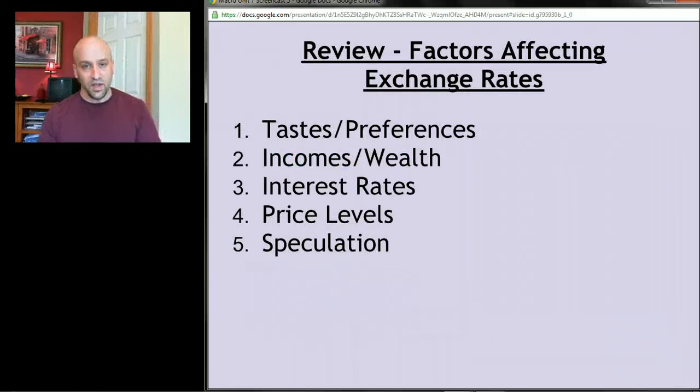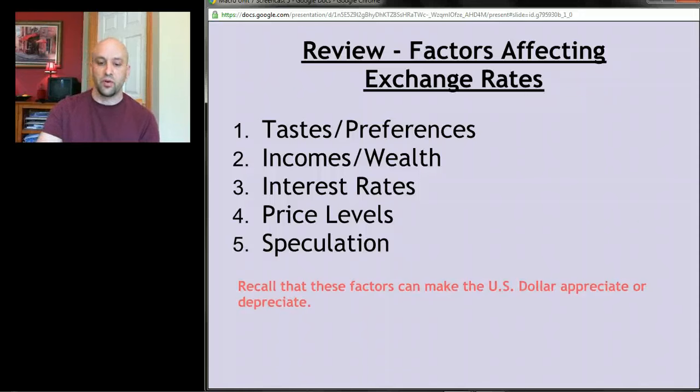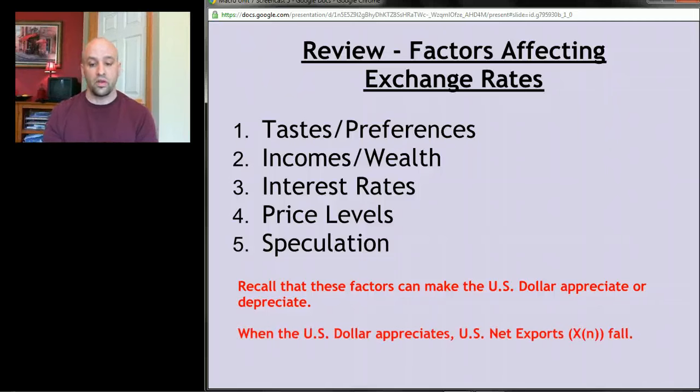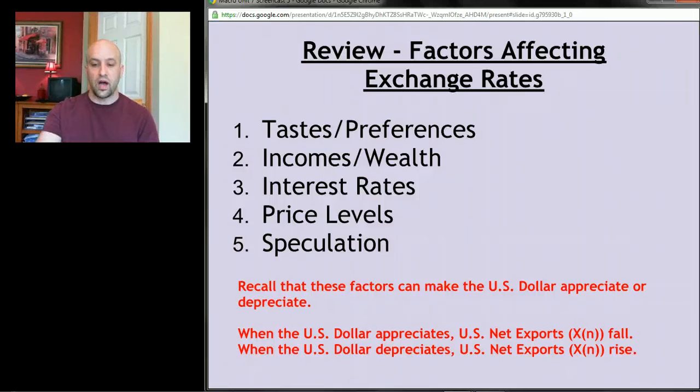Alright, so a little review. Last time we saw that various things can affect exchange rates, and I've listed for you here what those things were. Change in tastes and preferences, change in incomes, interest rates, price levels, speculation. And we also saw a couple of things in the last screencast that we need to remember. You can recall that these factors affect exchange rates, and therefore they're going to make the US dollar appreciate or depreciate. And more importantly, we've also seen that when the dollar changes in value, net exports start to change as well. Appreciation causes net exports to fall, and depreciation causes net exports to rise.